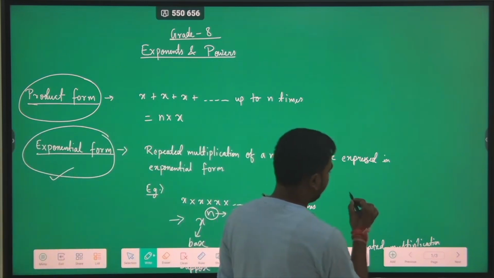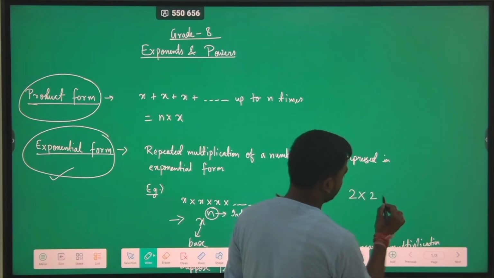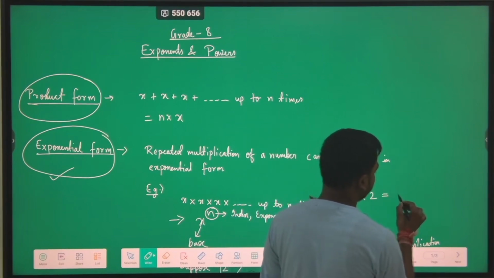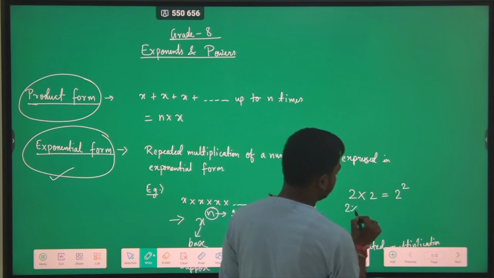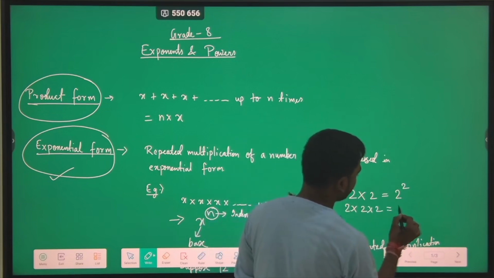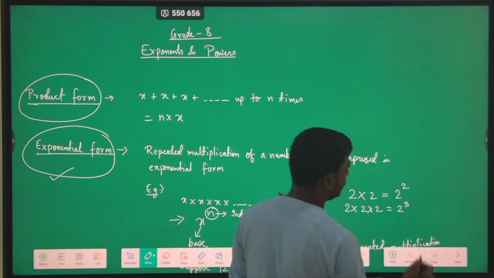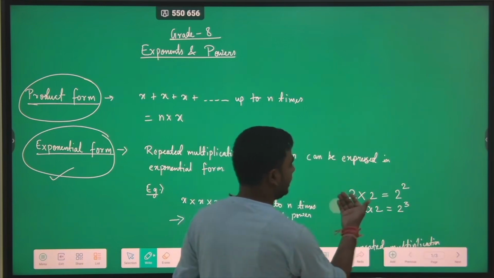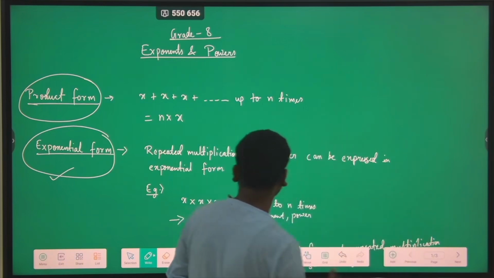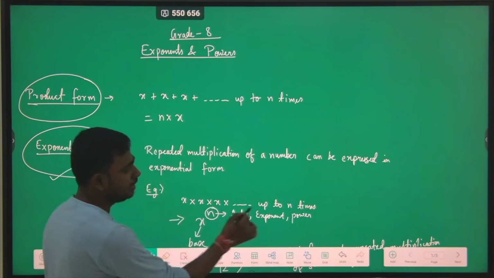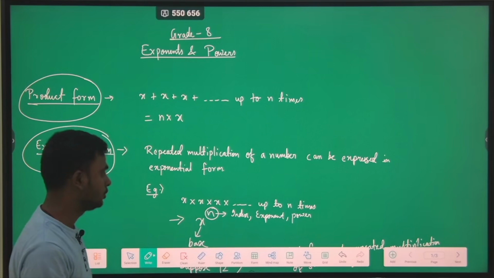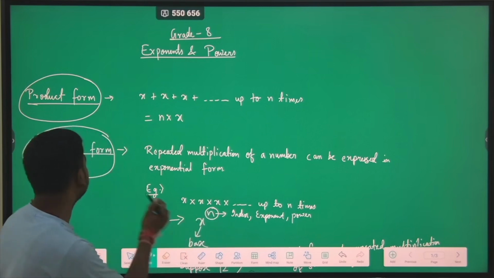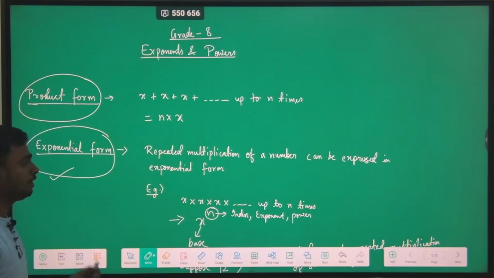For example, if we are multiplying 2 two times, we can represent this as 2 to the power 2. If we are multiplying 2 three times, we can represent it as 2 to the power 3. Similarly, if we are multiplying a number x n number of times, we can write it as x to the power n. This form is called exponential form of a number.